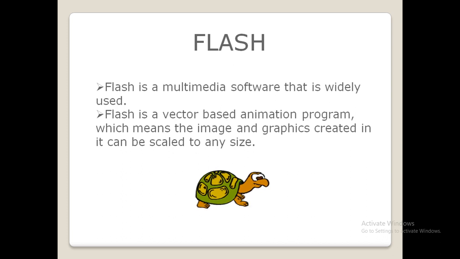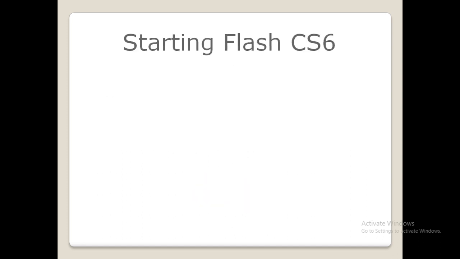Now you can see here there is an image of a turtle which is a moving turtle. So animated cartoon movies can be created using Flash software. Now next coming to starting Flash CS6. This is just a revision about Flash CS6 which you have already studied in your class 6. Now we'll just give it a brush up.